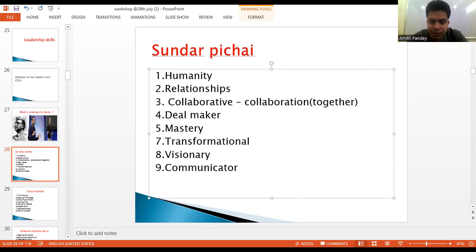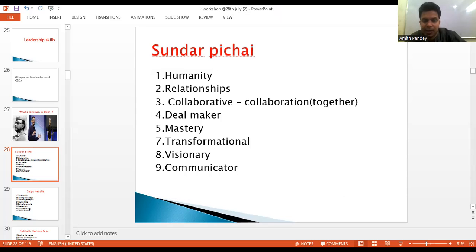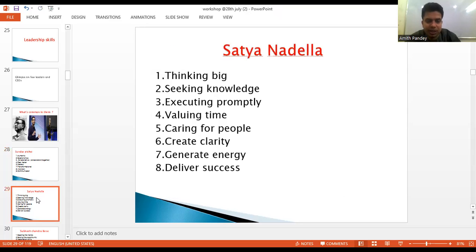If you are a leader, you have to have that okay, after 5 years where I could see my organization, and at the same time you have to show the same vision to your employees as well. And those who can do this, they are the actual leaders. Next, the communicator. So you have to have better communication skills, and obviously that is going to play a very crucial role. In the same way, in the case of Satya Nadella, you could see, he always says think big.